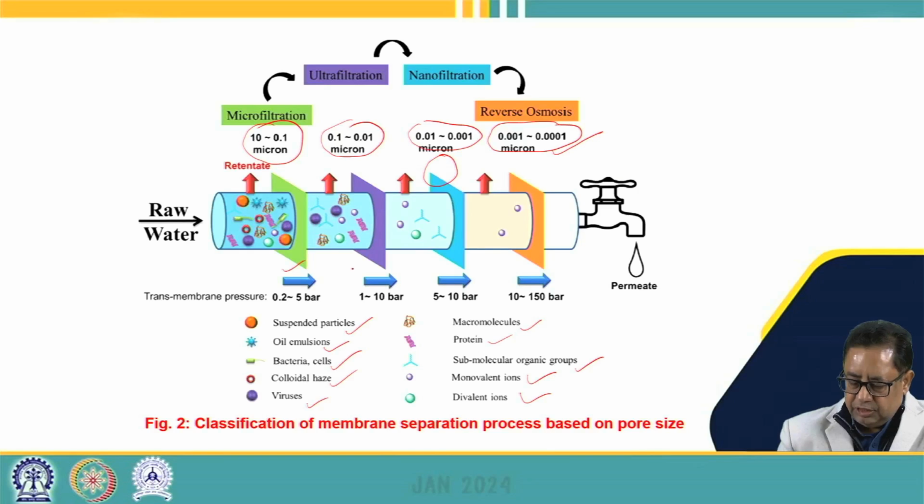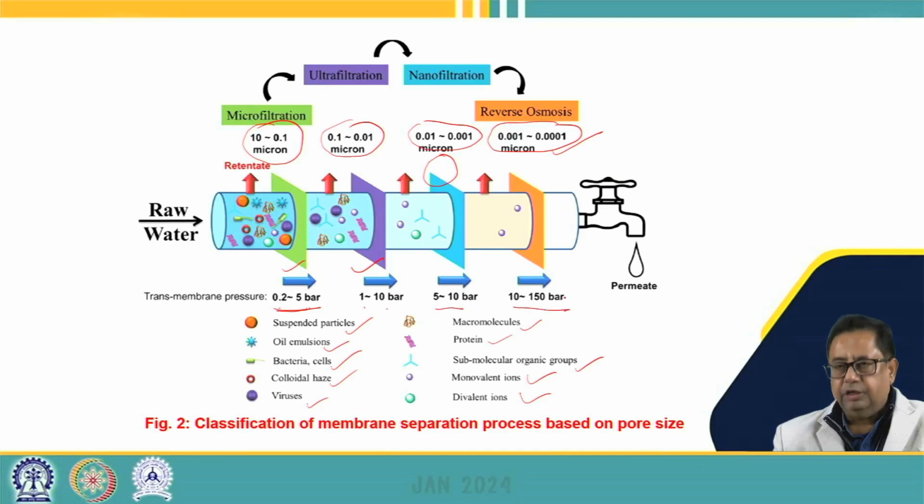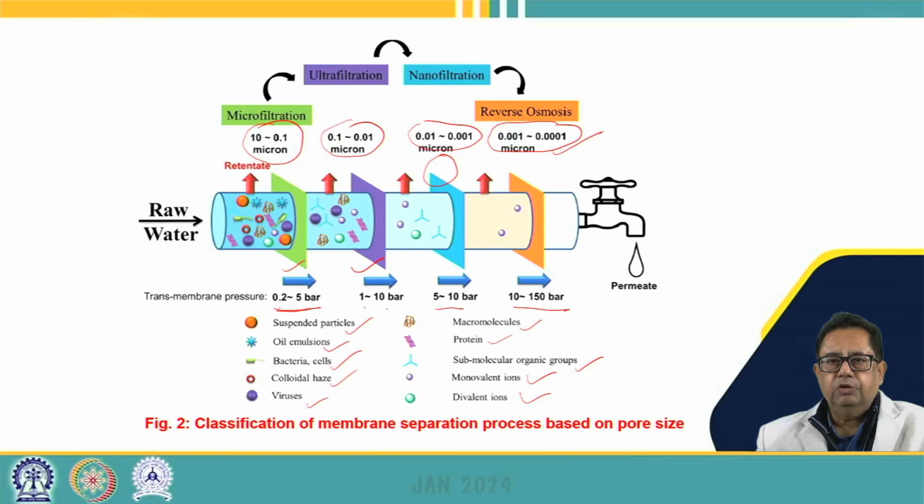And as the type of filters changes, we can also see that the pressure that we have to apply is increasing. When we talk of microfiltration, it is 0.2 to 5 bars. For ultrafiltration, it is around 1 to 10 bars. For nanofiltration, it is 5 to 10 bars. Whereas for the reverse osmosis process, a very high pressure may be needed, around 10 to 150 bars.